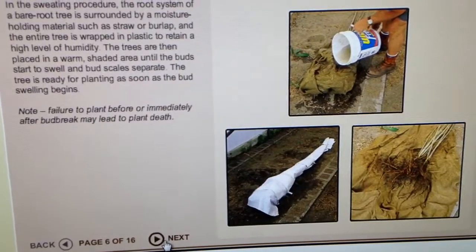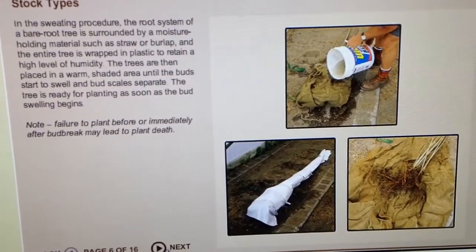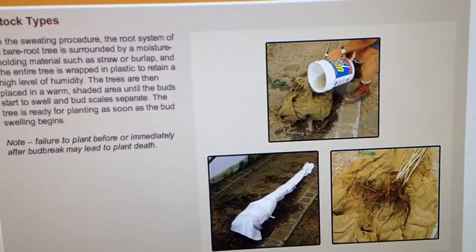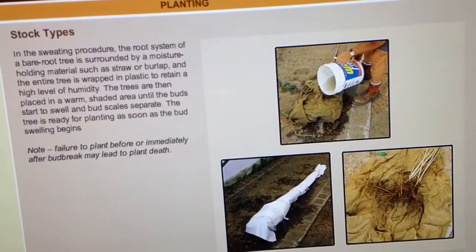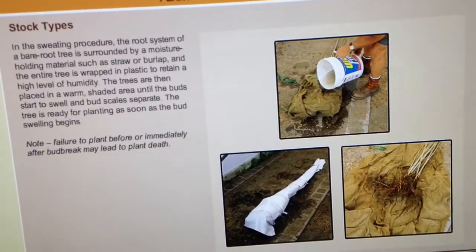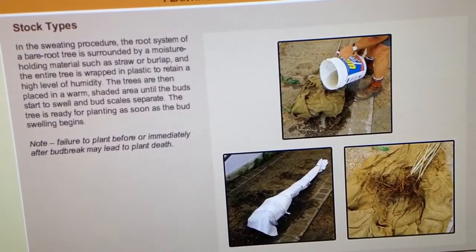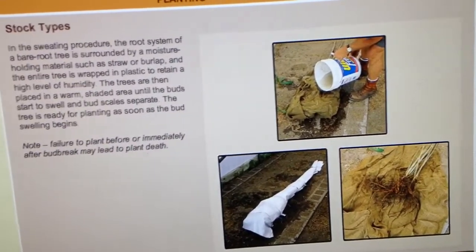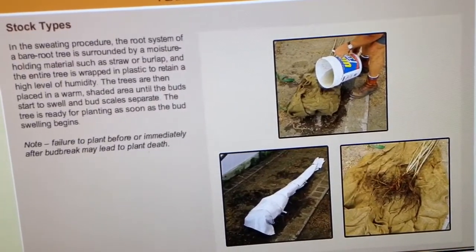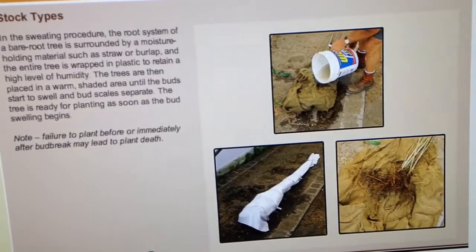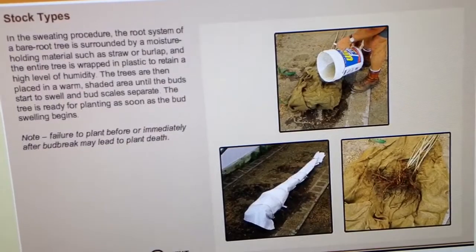In the sweating procedure, the root system of a bare root tree is surrounded by a moisture-holding material such as straw or burlap, and the entire tree is wrapped in plastic to retain a high level of humidity. The trees are then placed in a warm, shaded area until the buds start to swell and bud scales separate. The tree is ready for planting as soon as the bud swelling begins. Note: failure to plant before or immediately after bud break may lead to plant death.